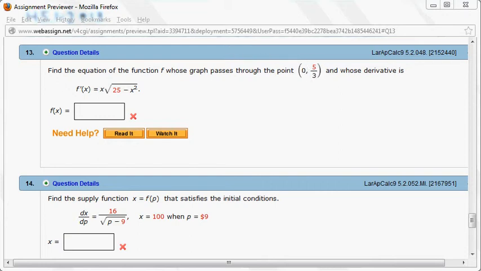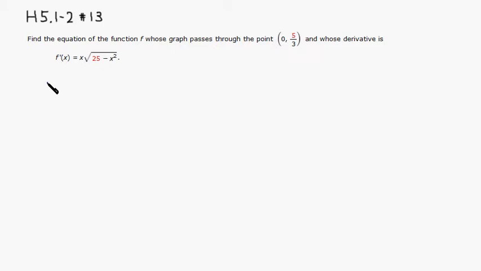So let's do that. In order to find the original function f of x, we just need to take the antiderivative of x times the square root of 25 minus x squared dx. So substitution. Usually if you have a square root, the expression inside the square root would be a good substitution. So I will try u equals 25 minus x squared. Go through the usual drill.